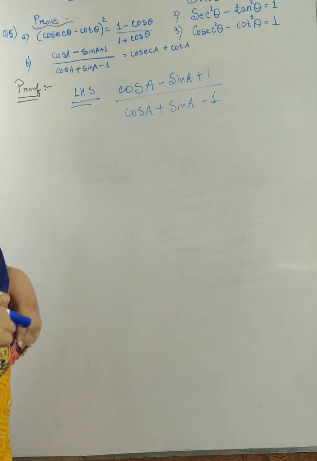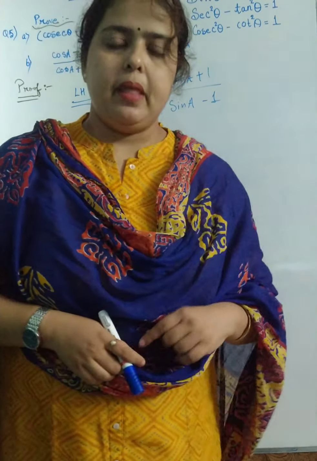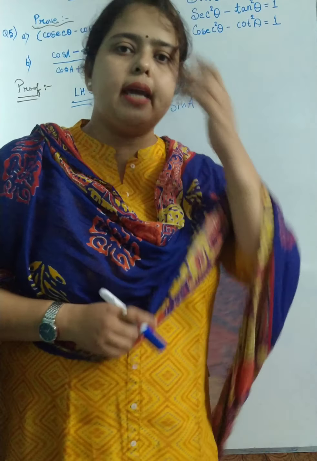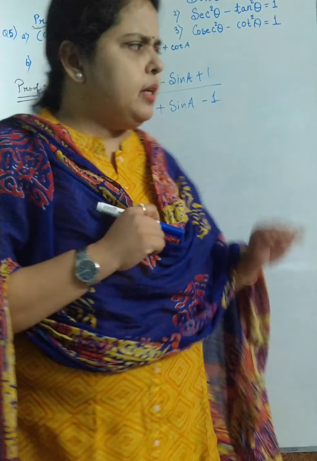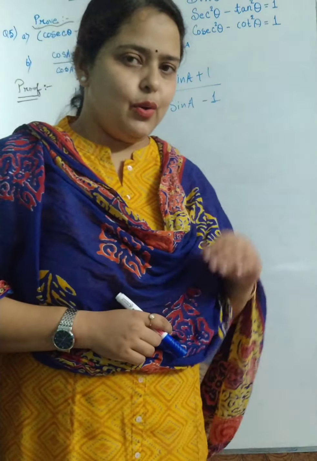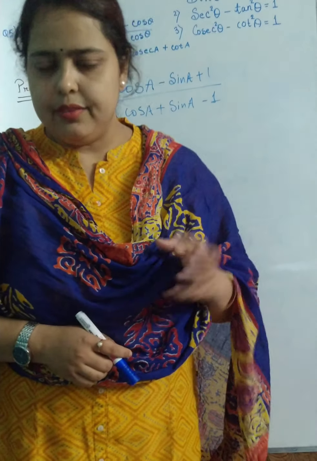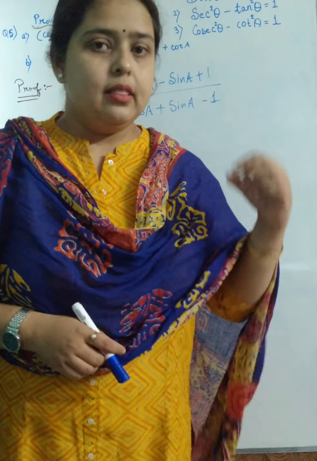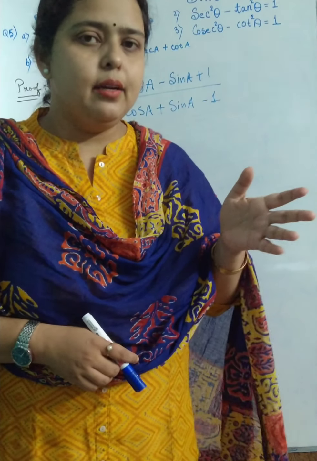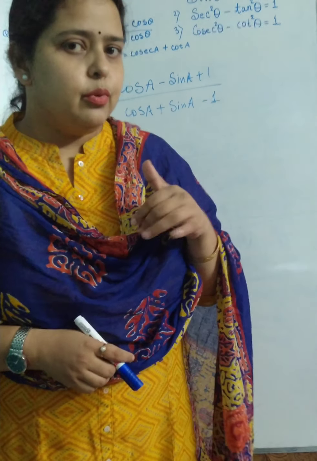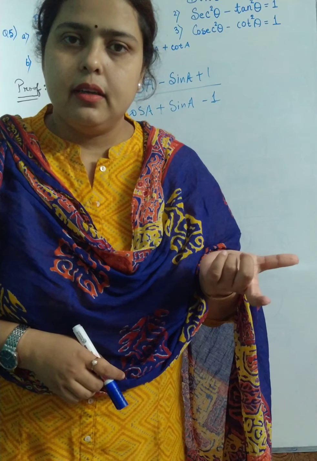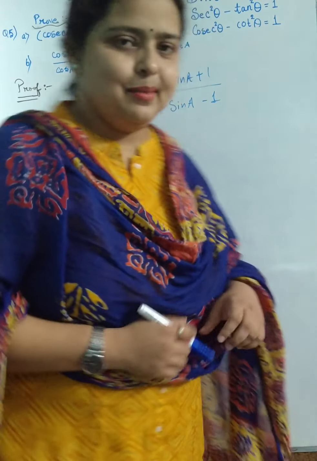See children, in the RHS part, I am having cosec and cot. But in the LHS part, I am having cos and sin. I have a feeling of converting the LHS cos and sin into cot and cosec. How can I do that? Let's see.